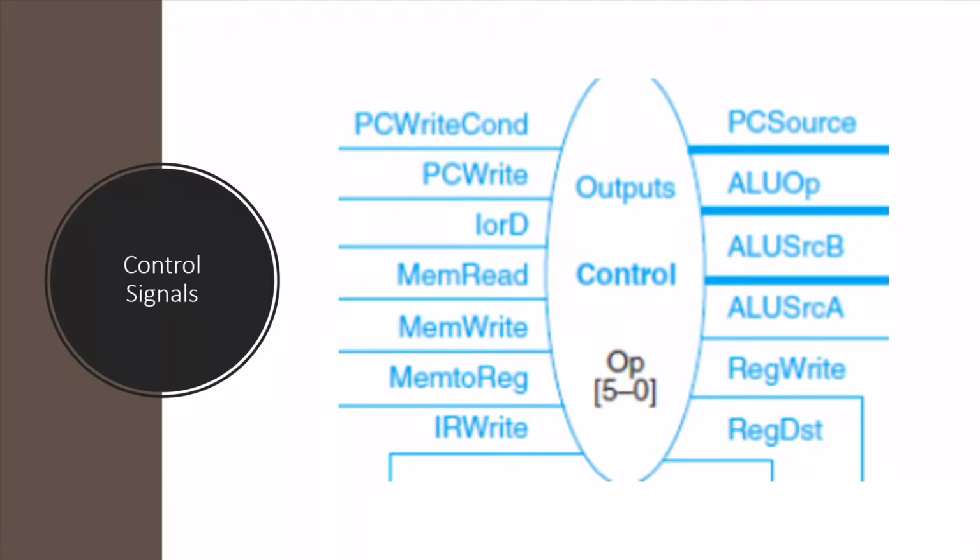Now, almost all of these control signals can be used together depending on the instruction type, except for memread and memwrite. These are mutually exclusive.